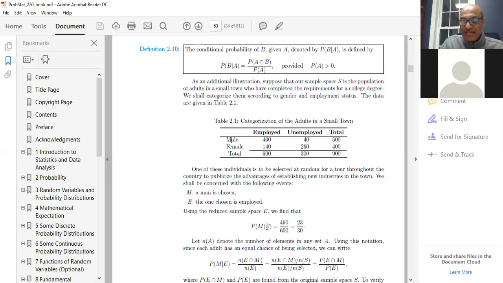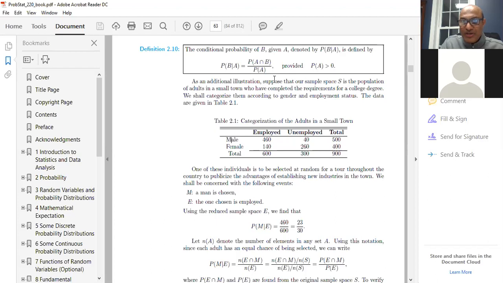So probability of M given E, use this definition, look at the cursor, definition 2.10, probability of A intersection B, I would say B intersection A, divided by probability of A. So probability of M intersection E. M intersection E means male and employed. Male and employed means 460 out of 900. So 460 divided by 900. That is probability of M intersection E.